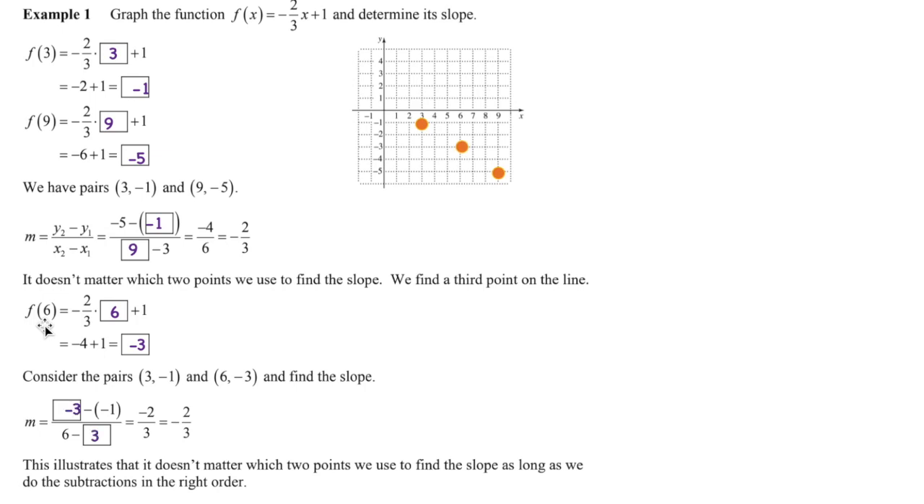I'm going to take negative 3 minus negative 1 over 6 minus 3. That also gives me a simplified form of negative 2/3. When I plot my point (6, negative 3), I can see that I can get from our first point by dropping 2 units and running 3. This drives home that it doesn't matter which two points we use to find the slope. As long as we do the subtraction in the right order, we'll find the same result.